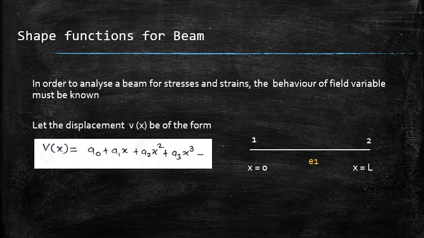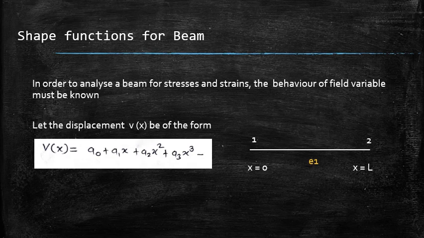The reason is that you can see there are 4 coefficients a0, a1, a2 and a3. So in order to find out the values of these 4 coefficients, we need at least 4 different equations. Now these 4 different equations can be obtained by applying boundary conditions to this beam element.